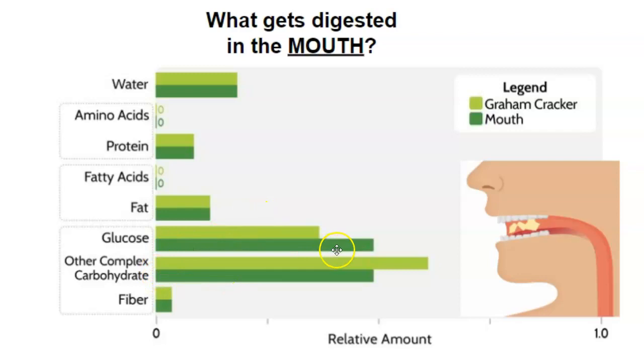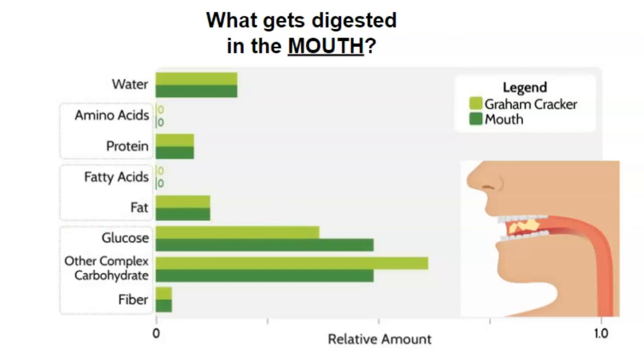So why do complex carbohydrates decrease and glucose increase? Well, because the complex carbohydrates are going to be broken down. They're being broken down, so that's why they're decreasing. When they get broken down, the building blocks are glucose. So glucose is going to increase. So we know that carbs get digested in the mouth.